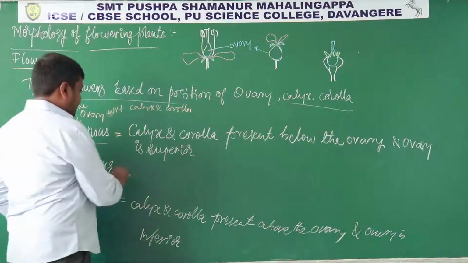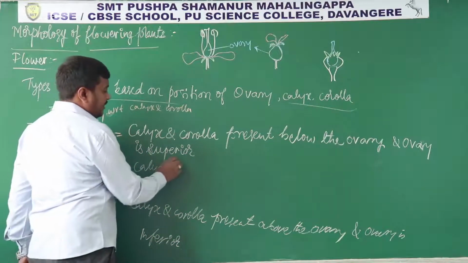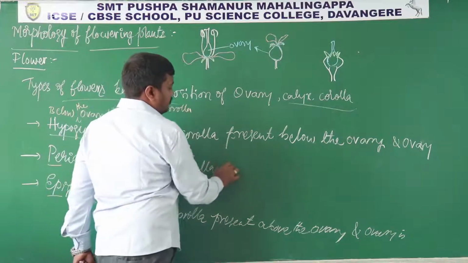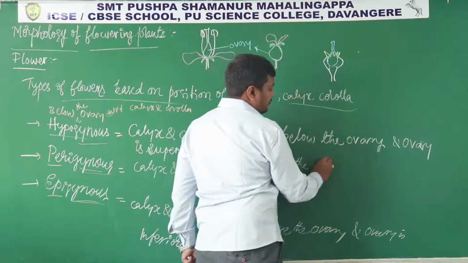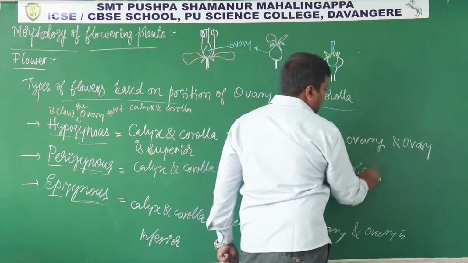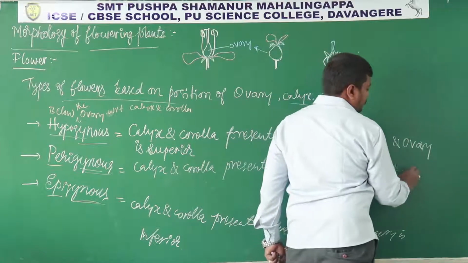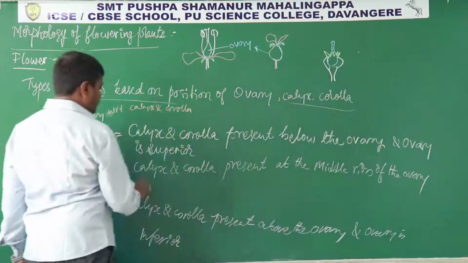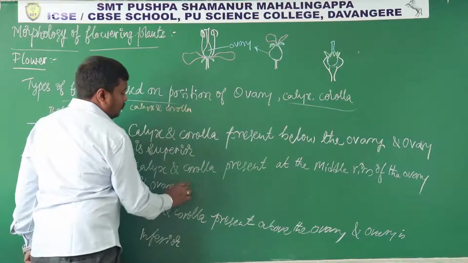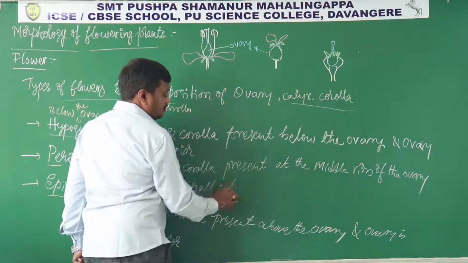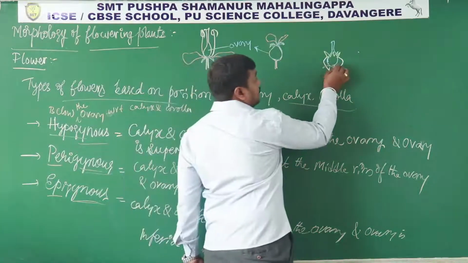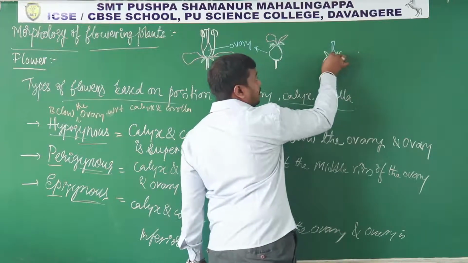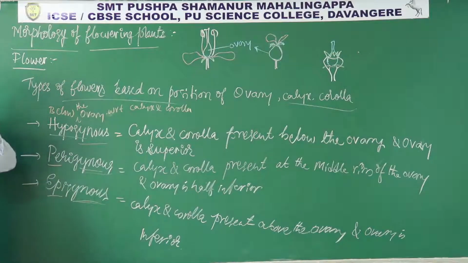So perigynous: calyx and corolla present at the middle rim of the ovary, and the ovary is half inferior. See there, the calyx should have been here, but it covers like this and goes upward. So calyx and corolla are present at the rim covering half the ovary. Calyx and corolla present at the middle rim of the ovary, and the ovary is half inferior.